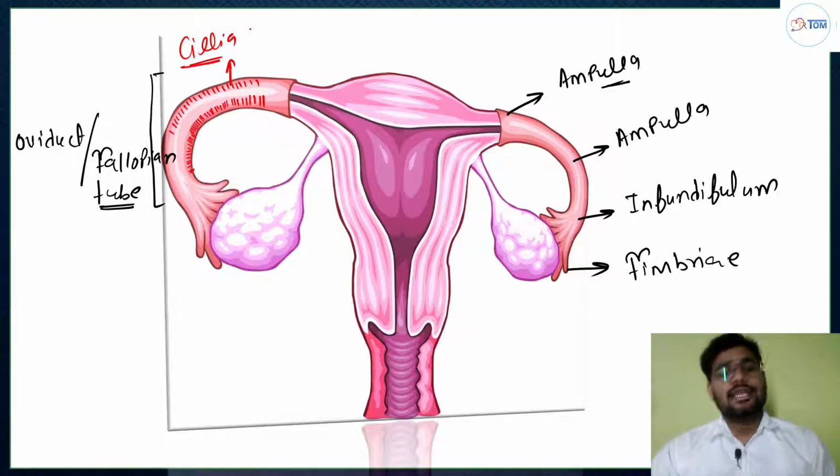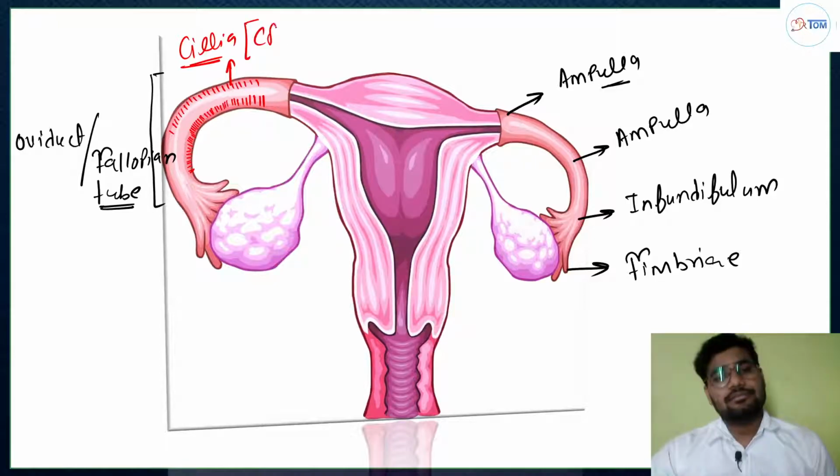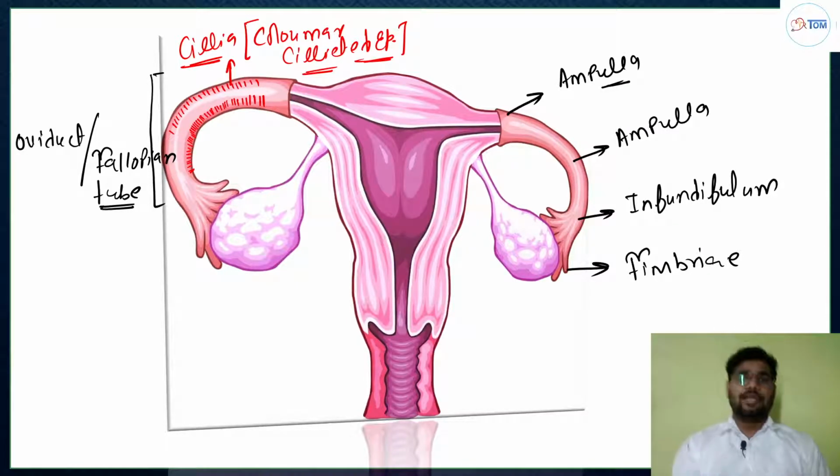And यहाँ पर जो cell है, that is columnar ciliated epithelium. So this is something which you should be aware of, right?